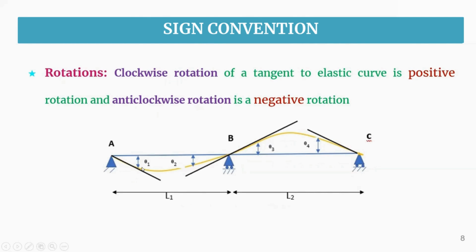So here we can say that theta 1 and theta 4 are clockwise rotations. That means it is positive sense. And theta 2 and theta 3 are in the anti-clockwise direction. So we can say that these are in the negative sense. So this is related to the rotation sign convention.